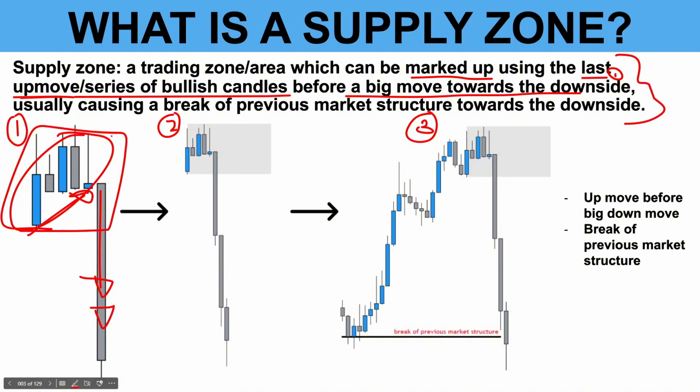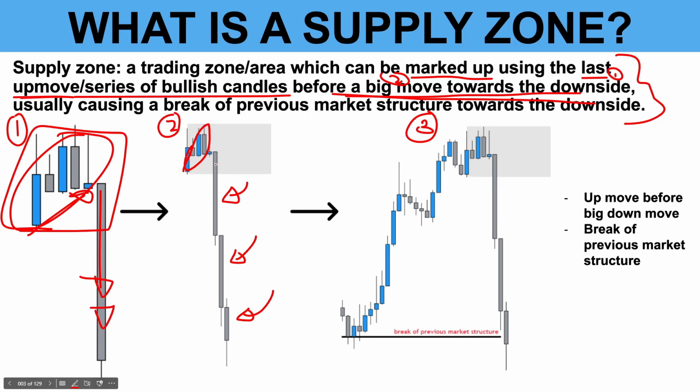Then we move on to diagram 2, which shows us the big down move. So we'll put this as number 2, the big down move, and we also mark up the zone using a box. All supply zones are usually marked up using a box. So we have this gray box, which shows our supply zone, which is again the last series of bullish candles or the last up move before a massive move towards the downside. We can now see the clear massive move towards the downside, and this can be seen using a very obvious candle which carries a lot of momentum, and usually the next couple of candles will have that too.